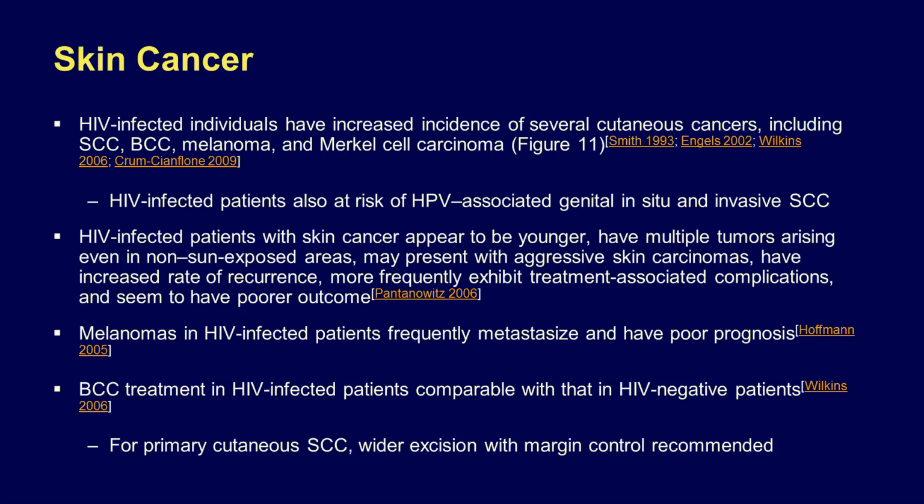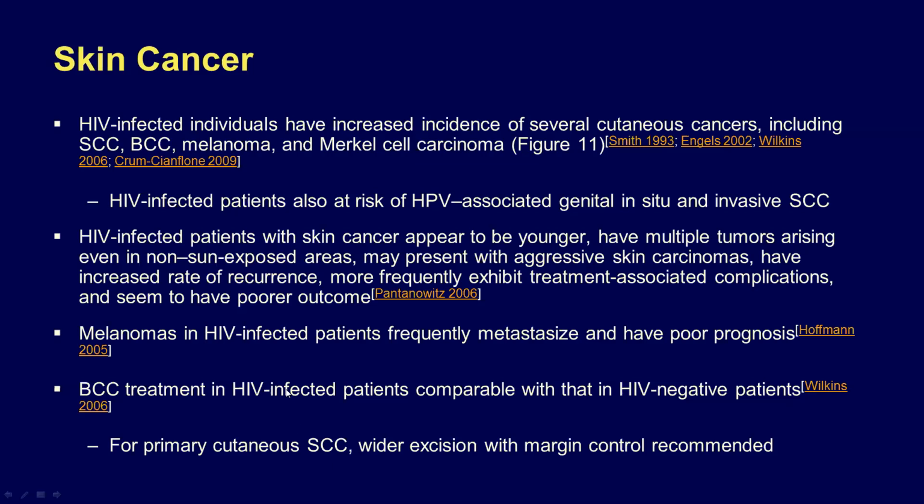Our HIV patients get the HPV-associated genital infections, and these can be associated with squamous cells of the skin. In this next bullet, you see that they're younger, multiple tumors, non-sun exposed areas. So we think sun is a problem, of course, for skin cancers, but our patients may get them in the non-sun exposed areas.